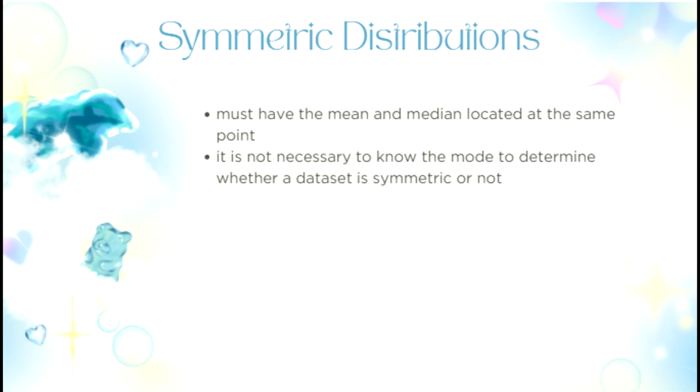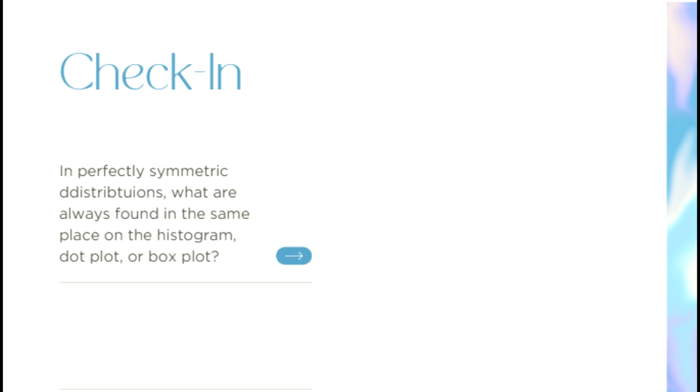Symmetric distributions must have the mean and median located at the same point. That's always going to be that, okay? You're never going to have different mean and medians when you're symmetric. It's not necessary to know the mode to determine whether a data set is symmetric or not. Mode does not have anything to do with it being symmetric. Here's another check-in. In perfectly symmetric distributions, what are always found in the same place on the histogram, dot plot, or box plot? The mean and the median.